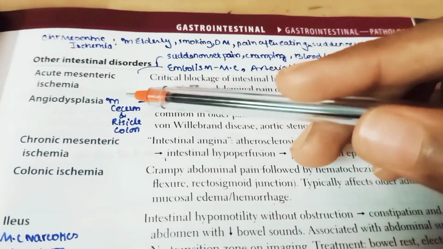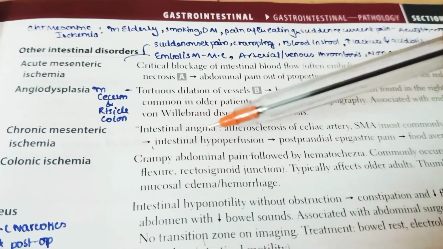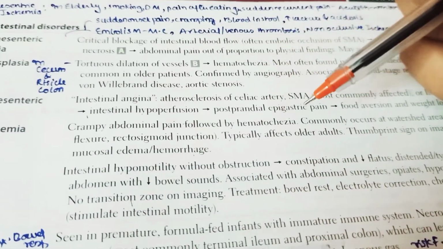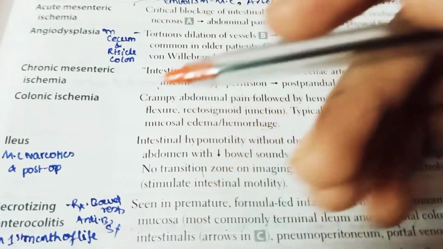So same thing as acute mesenteric, but in acute mesenteric there is emboli. Here there is atherosclerosis. That's why it is called intestinal angina. There is postprandial epigastric pain, food aversion, and weight loss.